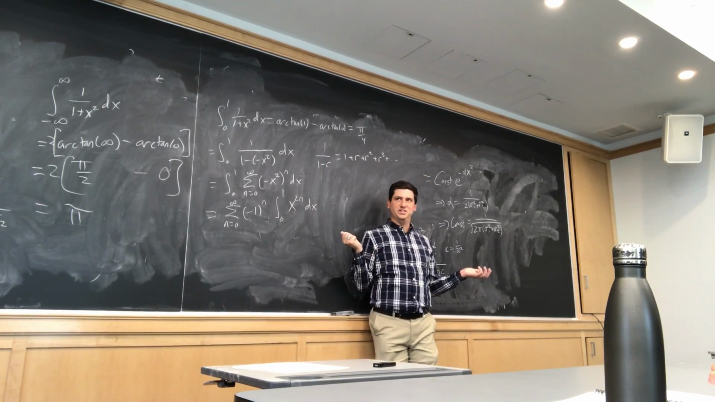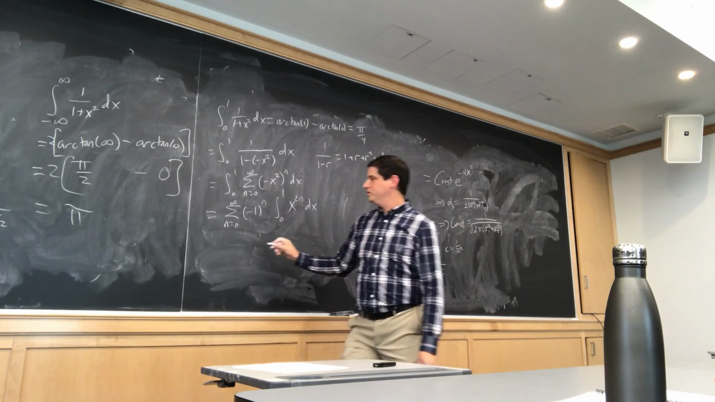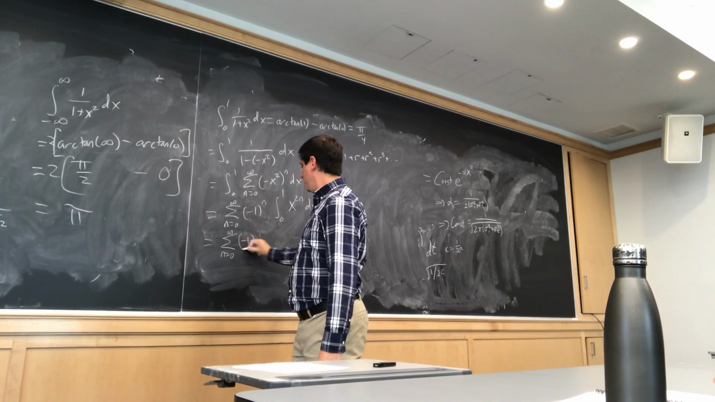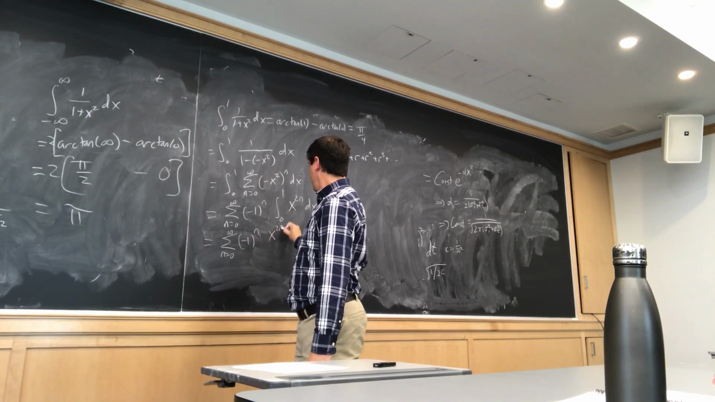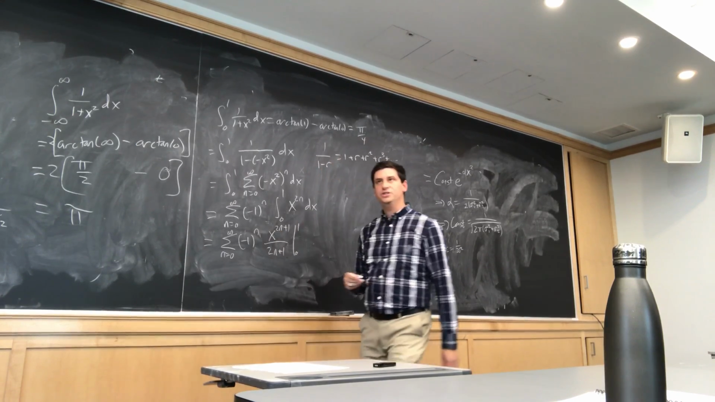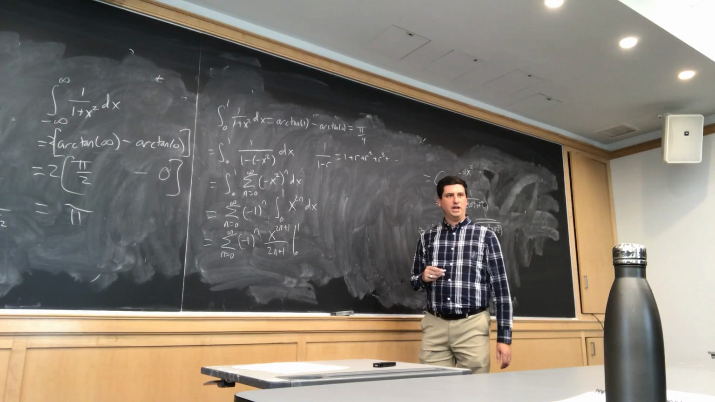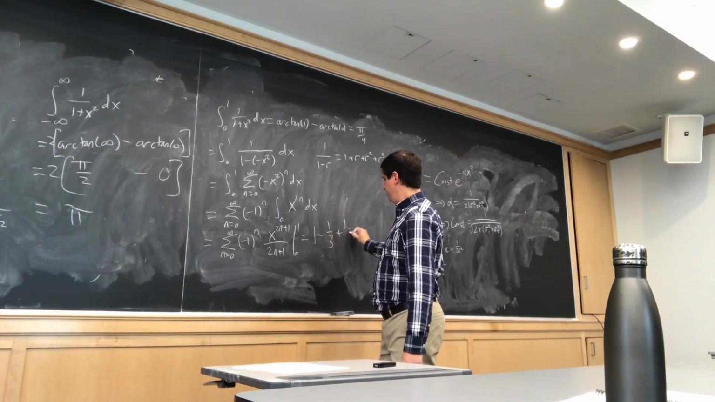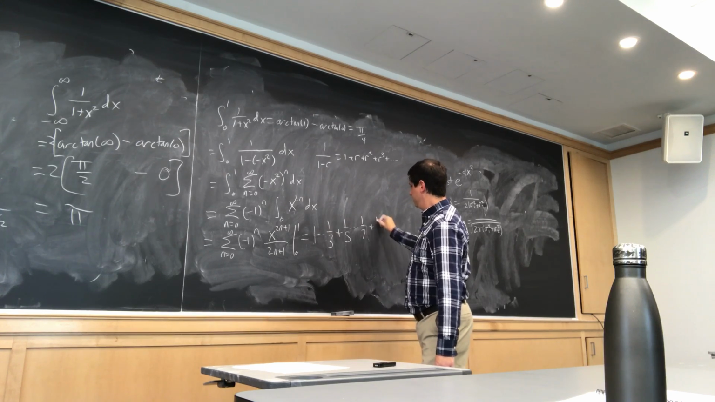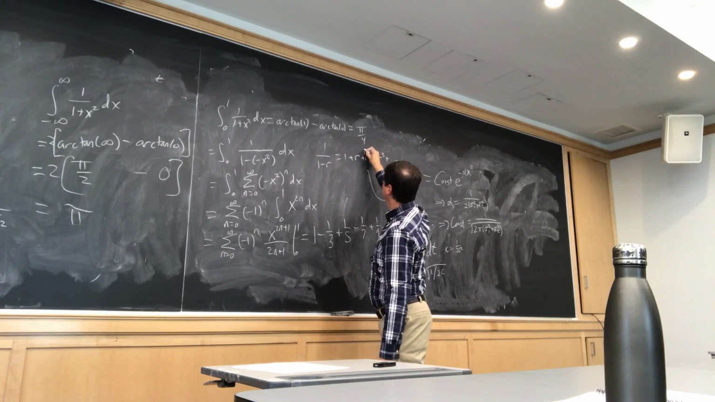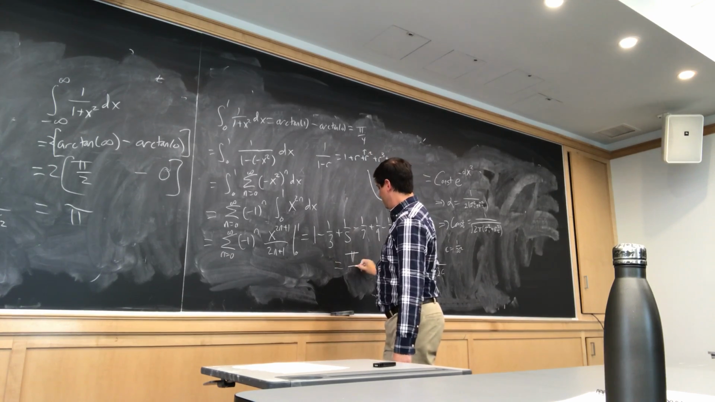X to the 2n, that's easy to integrate. It's x to the 2n plus 1 over 2n plus 1. So this is going to be a sum, n goes from 0 to infinity, negative 1 to the n, x to the 2n plus 1 over 2n plus 1 at 0 and 1. So the only term that survives is x equals 1. So you get 1 minus a third plus a fifth minus a seventh plus a ninth minus an 11th. And this is pi over 4.